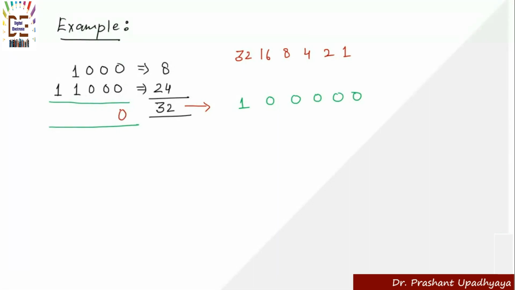So 0 plus 0 is 0, 0 plus 0 is 0, 0 plus 0 is 0, 1 plus 1. What is 1 plus 1? 10. Okay, 1 plus 1 is 10. So you will store 0 here and you will make a carry here. 1 plus 1 is again 10. So you will store 0 here and 1 as a carry. So here you can write 0. 1 plus 0, 1. So you got the answer.